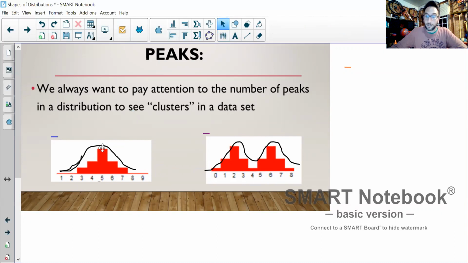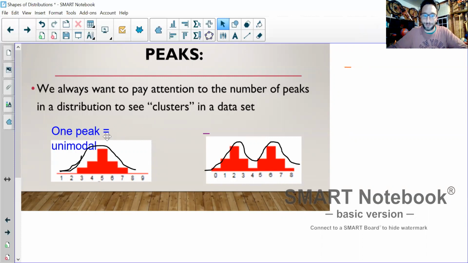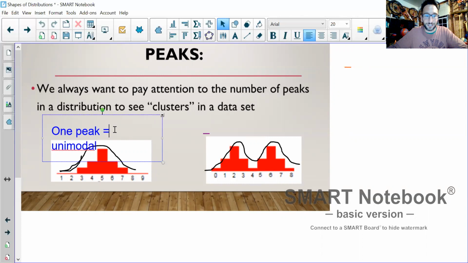Right here, in this graph on the left, there's one peak, one bump in the graph. We call that unimodal. As we break that down, uni of course means one, like a unicycle or other things with unit in it. But then we also see the word modal, and that's referring to a mode.